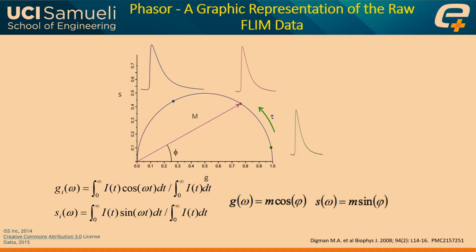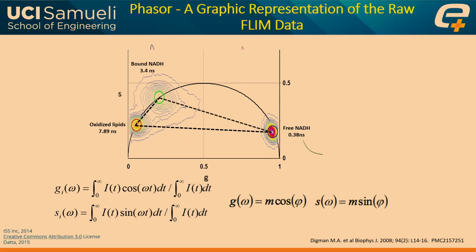These phasors will fall on the semicircle. And as the lifetime gets shorter, it will fall on the, let's say, right side of the curve here. And just for simplicity's sake, to show you. Now, when we analyze the data, it becomes fairly easy to analyze because you have the number of pixels in your image, and all of those pixels are plotted on this phasor space.